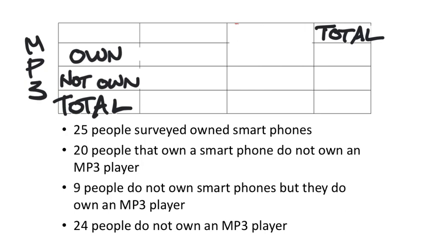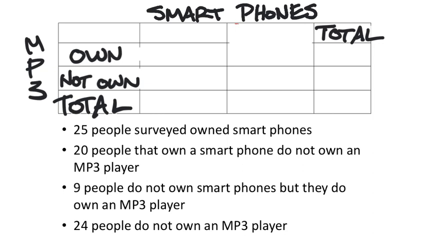And then the other one was smartphones, right? Smartphones here at the top. For smartphones, you can either own one or you can not own one. Pretty clear cut.